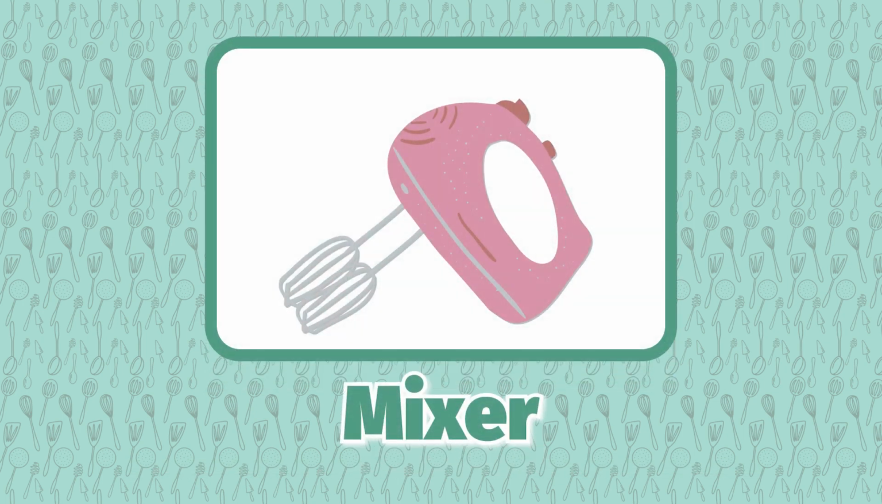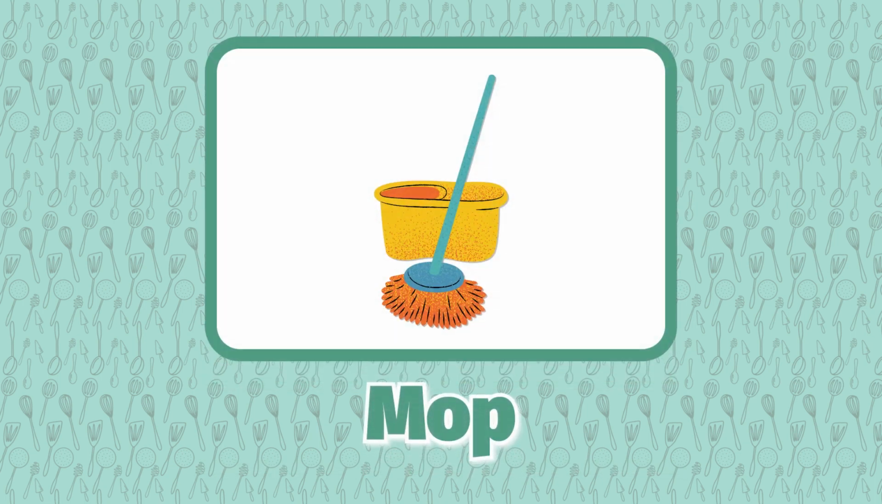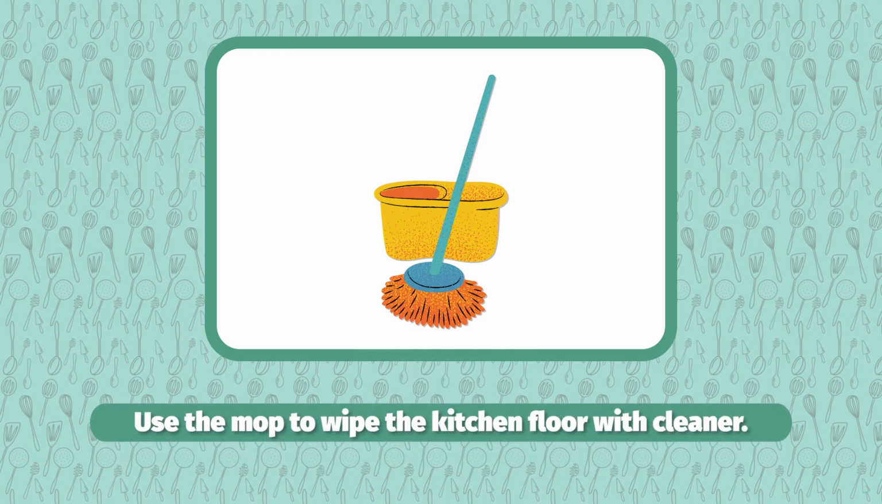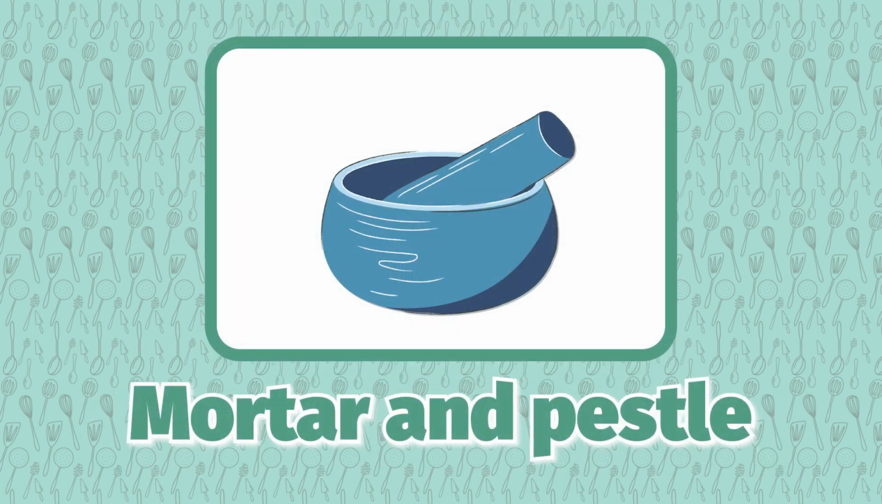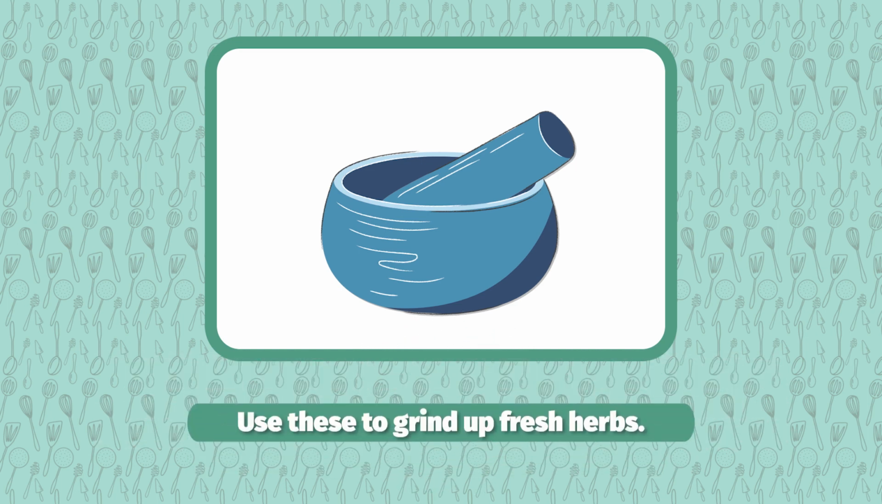Mixer. I use a mixer to make whipped cream. Mop. Use the mop to wipe the kitchen floor with cleaner. Mortar and pestle. Use these to grind up fresh herbs.